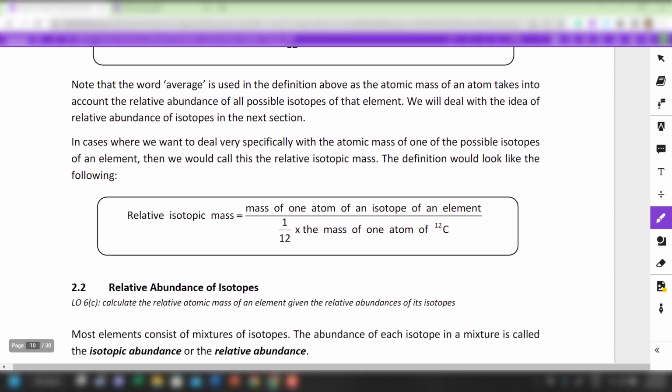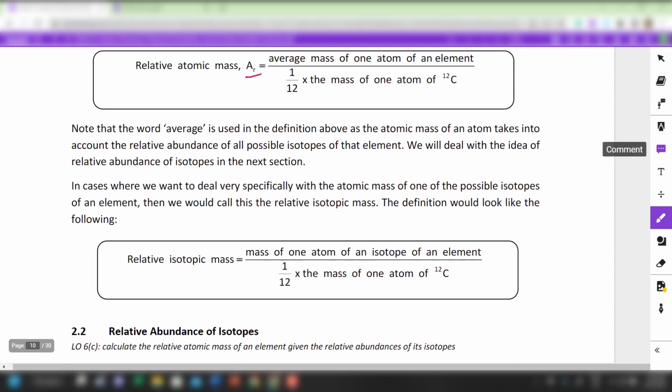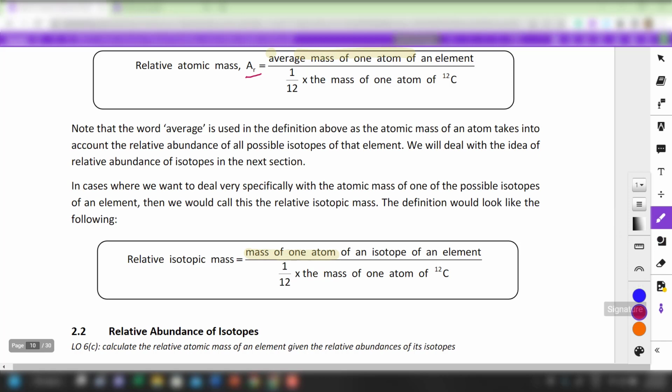So again, sometimes we need to deal with relative isotopic mass. So again, the mass of one atom of an isotope of an element. You notice that this is very specific to isotopes. Because it's very specific to an isotope, here it is the mass of one atom. But for relative atomic mass, it is the average mass of one atom. You notice that there is a slight difference in the way it's defined, because of the nature of the term being used.